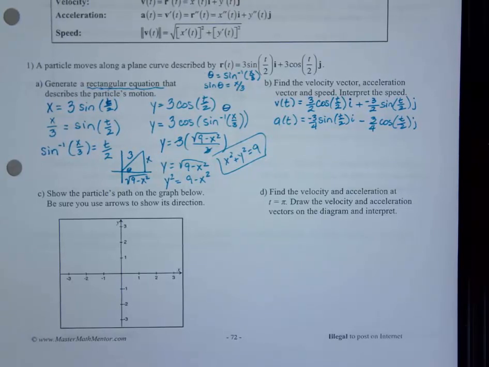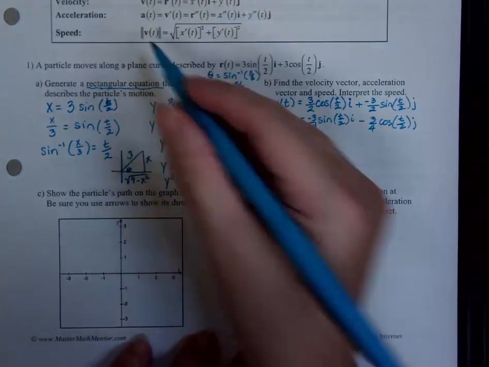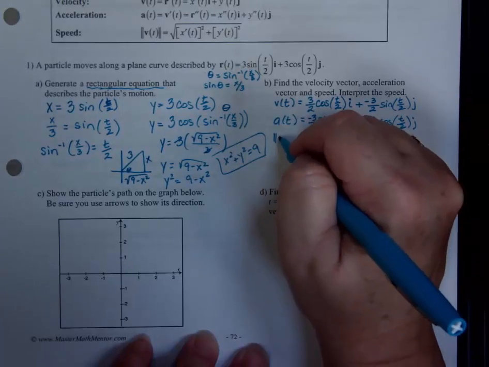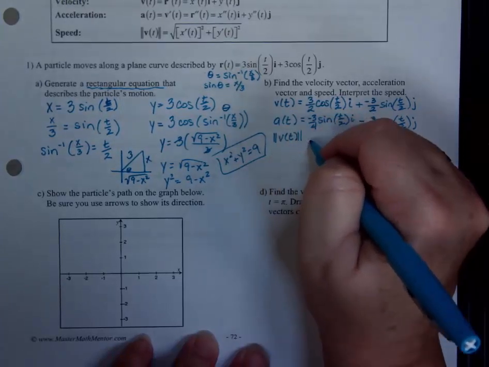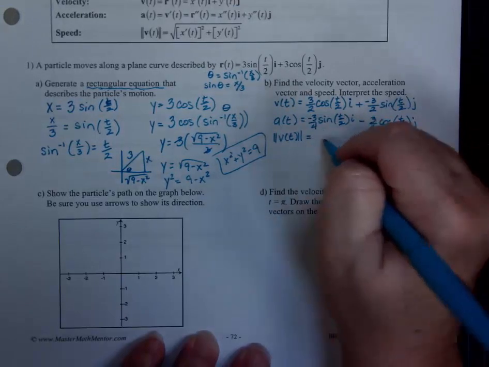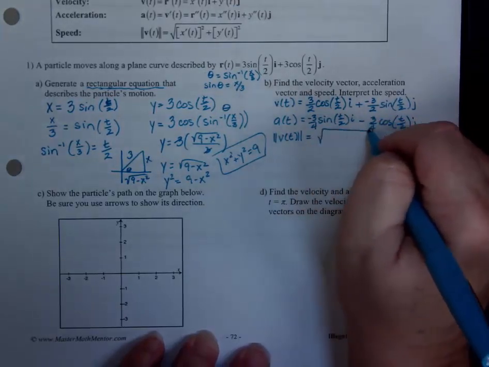Okay? Now they want the speed. Now come up here and look. Speed is the double absolute value of v of t, or the magnitude of v of t is a better way to say it. Big square root.